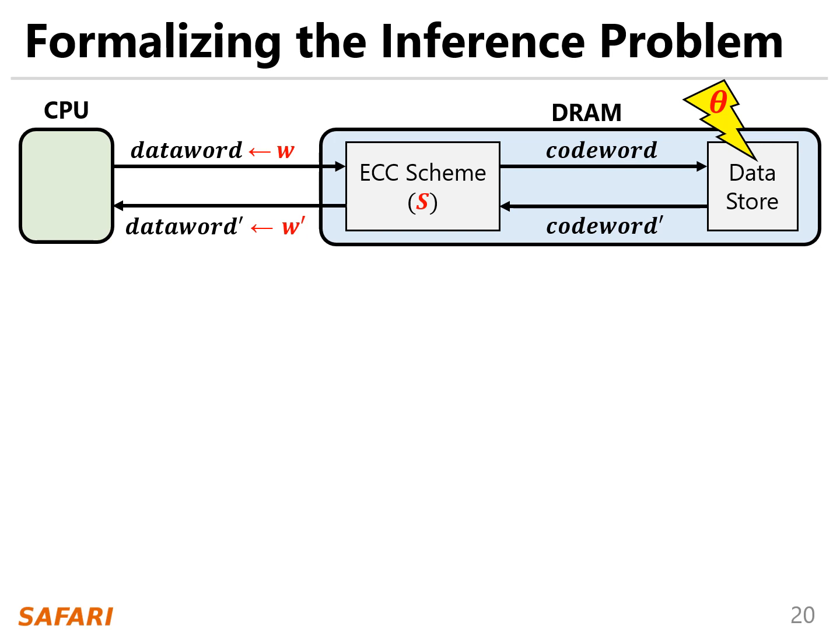So I'm going to start by defining some shorthand notation for all the different elements of this diagram. First, W and W prime are random variables that represent all of the different values that data word and data word prime can take on. And so we can think of data word and data word prime as being sampled from the W and W prime distributions respectively. Next we have the ECC scheme, which we're going to call S, and finally the error mechanism, which we're going to call theta.